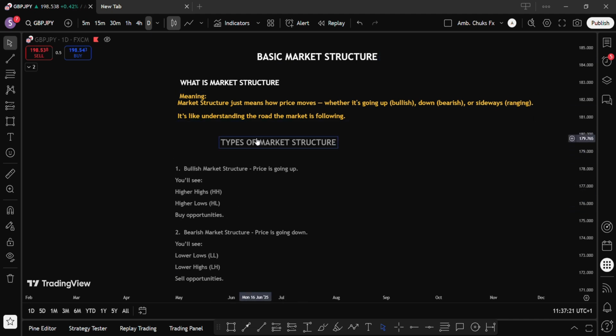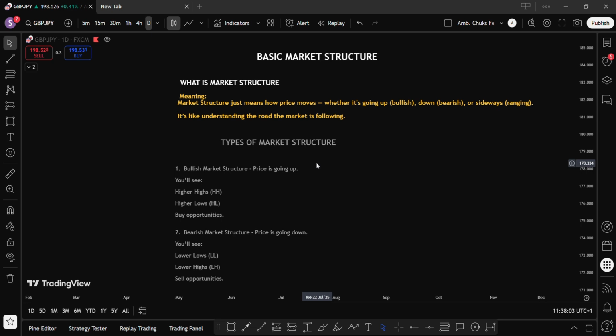So here I have this down. I said types of market structure. Number one is bullish market structure. When price is going up, remember I said earlier that when you hear bullish, that means it's buying or it's going up. So in bullish market structure, you are going to be seeing higher highs and higher lows. So price is going to be creating different highs and higher lows, which signifies a buying opportunity. When you see price breaking highs to the upside, it signifies what? A buying opportunity.